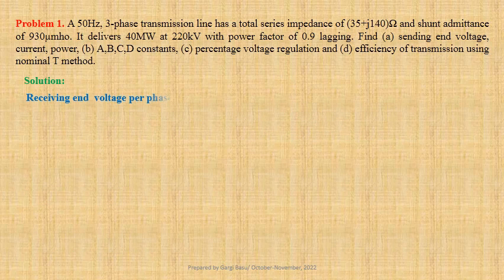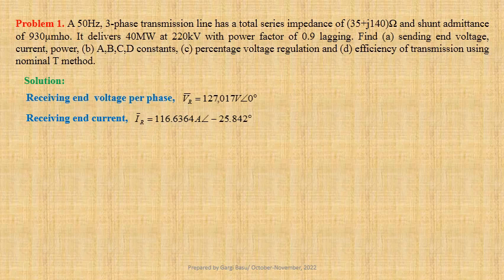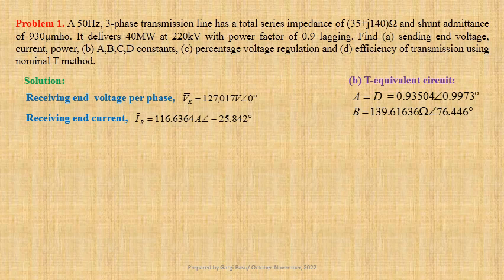Taking receiving end voltage per phase as reference, we can write VR equals 127,017 volts at an angle 0 degree. We have determined receiving end current IR equals 116.6364 ampere at an angle minus 25.842 degree, and generalized constants for T equivalent circuit, A equals D equals 0.93504 at an angle 0.9973 degree, B equals 139.61636 ohm at an angle 76.446 degree, and C equals 930 into 10 to the power minus 6 mho at an angle 90 degree.